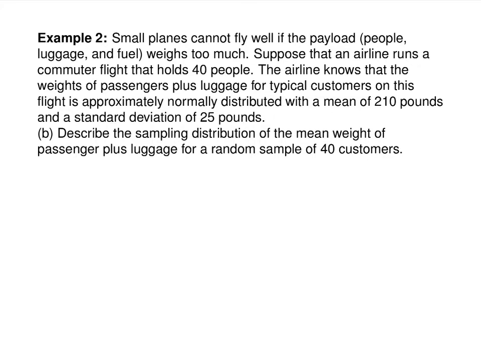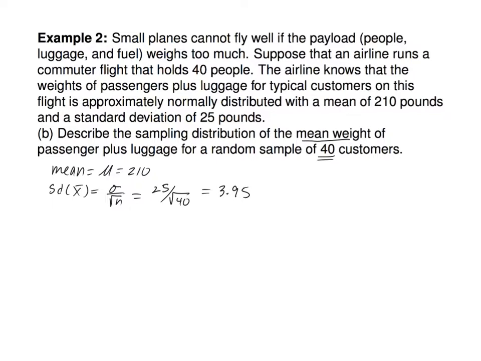Describe the sampling distribution of the mean weight of passenger plus luggage for a random sample of 40 customers. So what's different there? Did the mean change? Nope, the mean is still mu, which is still 210. Does the standard deviation change? Yes. That would be sigma over root n, which is 25 over root 40, which works out to about 3.95. This tells me how much their average weight will vary for groups of 40. And that's what they care about because every time they have a plane, they have a random sample of 40 customers, right?